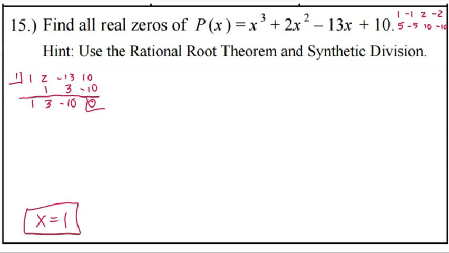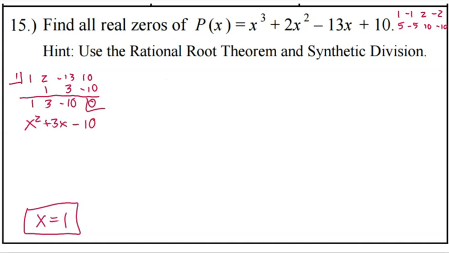Now let me show you what I do here. Because I found one of them, I'm actually now going to start working with the bottom numbers here. I'm no longer going to work with 1, 2, negative 13, and 10. I'm now going to start working with 1, 3, and negative 10. And what I want to show you is when you're down to only 3 numbers at the bottom like this, you now have a quadratic, right? So if we were to interpret this as a quotient, we started with a third power polynomial, so this is now a second power polynomial, okay? So this is going to be x squared plus 3x minus 10.